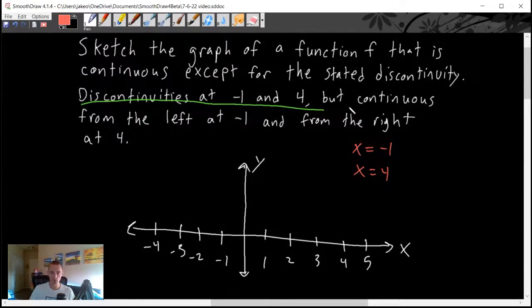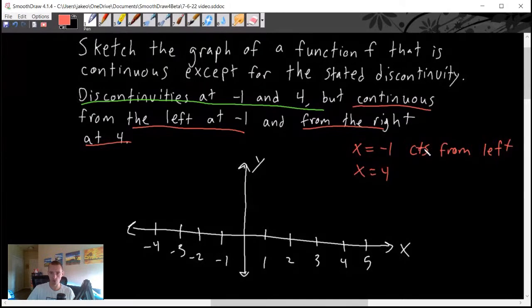We know it needs to be continuous from the left at x equals -1, and continuous from the right at x equals 4. CTS is just the abbreviation for continuous. So continuous from the right at x equals 4, and continuous everywhere else other than that. Really, x equals -1, so right here, and x equals 4 are the two places that we want to focus on. So we need something that is continuous from the left at x equals -1.